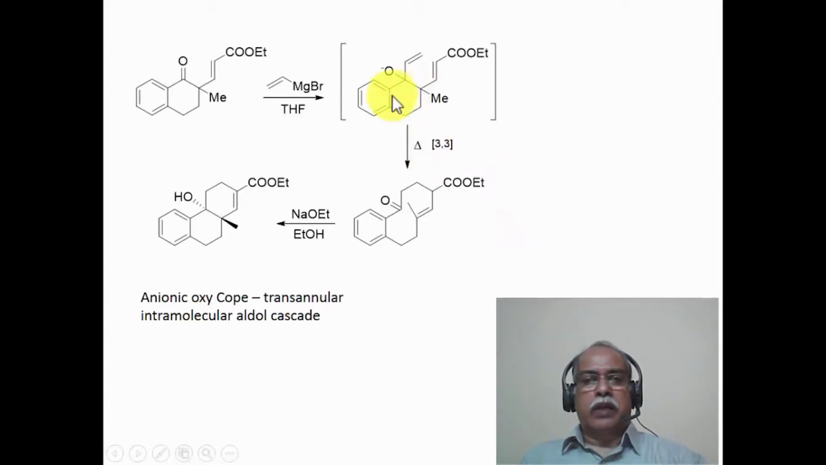The anionic oxy-Cope system is prepared by the addition of vinyl magnesium bromide to this particular ketone. This is an allyl alpha vinyl substituted ketone. Addition of another vinyl group essentially constitutes the anionic oxy-Cope system. Under the reaction condition, the 3,3 sigmatropic rearrangement essentially produces this medium-sized ketone.